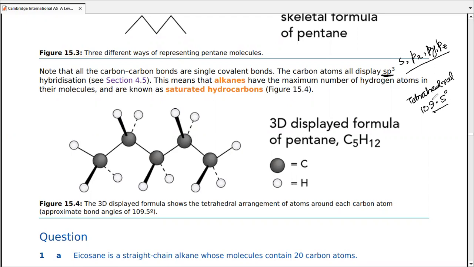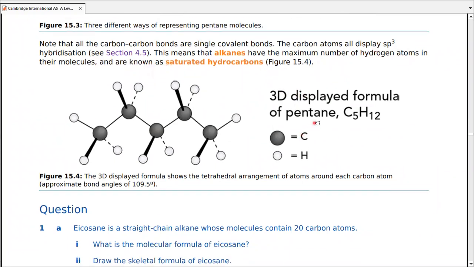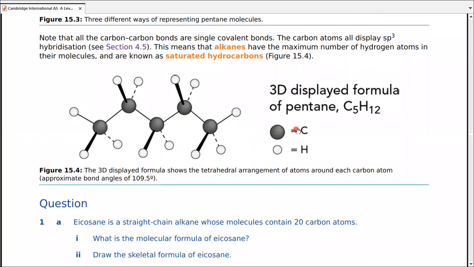Okay, so I hope when we use these words, you get to understand what we are talking about in terms of VSEPR theory for these substances. This simply means alkanes have the maximum number of hydrogen atoms in their molecules. We call them saturated hydrocarbons. Now, the 3D displayed formula would be something like this.